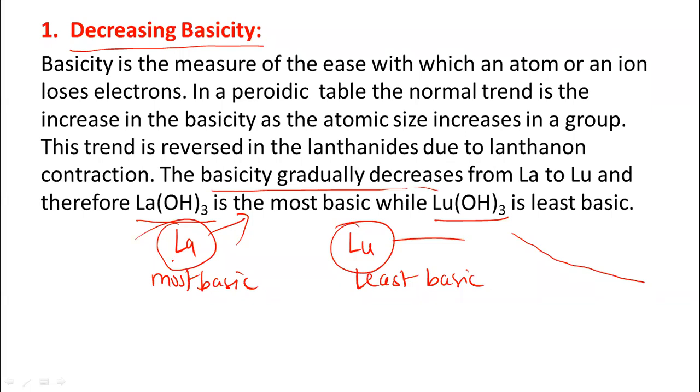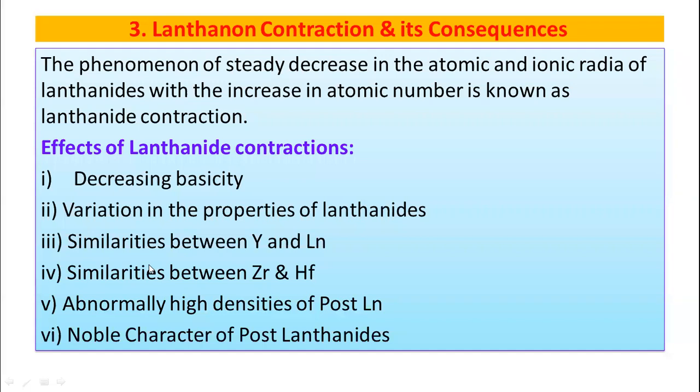So in this way, we explain this effect, or consequences, of the lanthanum contraction. That is the first effect: decreasing basicity. Basicity decreases from lanthanum to lutetium. Now let us see the second effect of the lanthanum contraction.